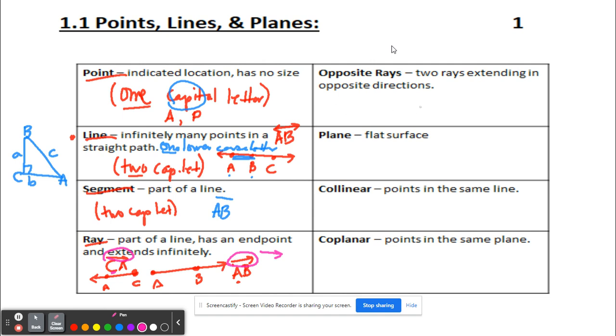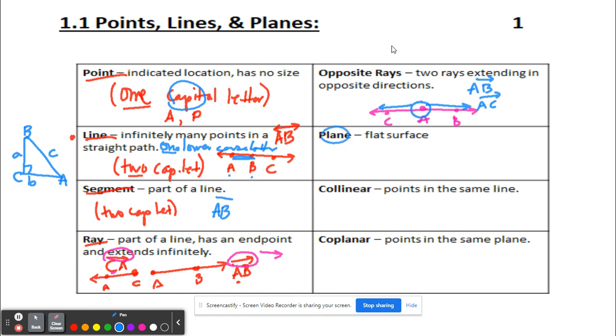Okay. Opposite rays. Opposite rays are just what they sound like. They're rays that go in opposite directions. So let's say I have a ray going this direction and a ray going this direction. These two rays are opposites. They're going to share a common endpoint, where they start and go out this direction and then out that direction. So if I asked you to name opposite rays in this figure, you would say ray AB and AC are opposite rays. Okay.